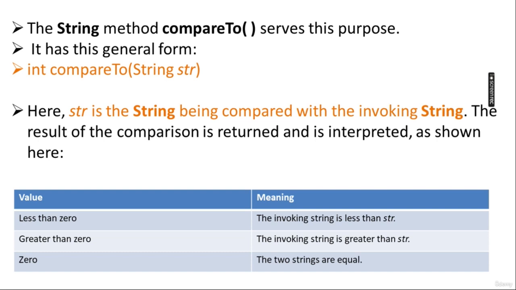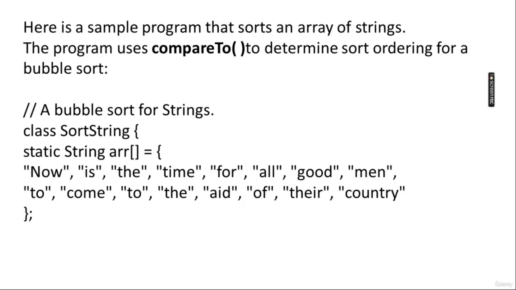int compareTo(String str). Here str is the string being compared with the invoking string. The result of the comparison is returned and is interpreted as shown here. If it is less than 0, the invoking string is less than the other string. If it is greater than 0, the invoking string is greater than str. And if it is 0, both are equal.